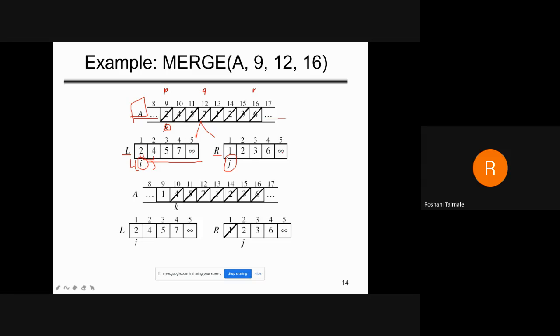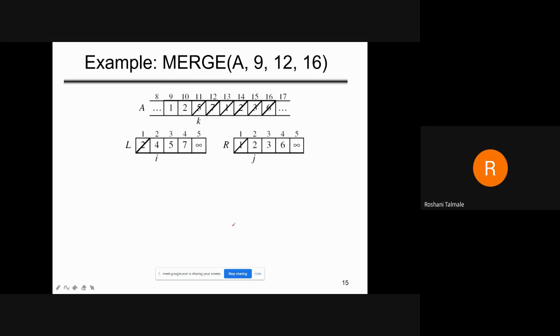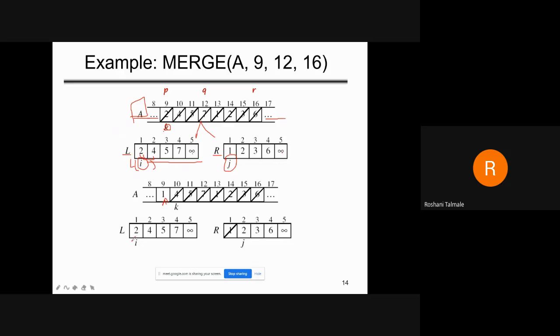Using this card, like they have shown, 1 is compared with the 2, 1 is less, so we have kept 1 over here. Then 4 is compared with the 2, like that they have shown. Again I am showing, first I is this one, I is this and J is this. We will compare each and every element.